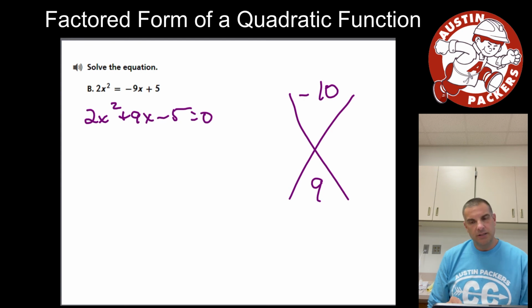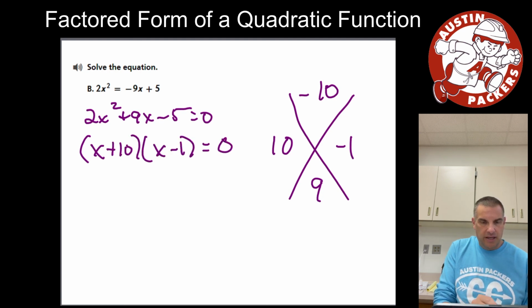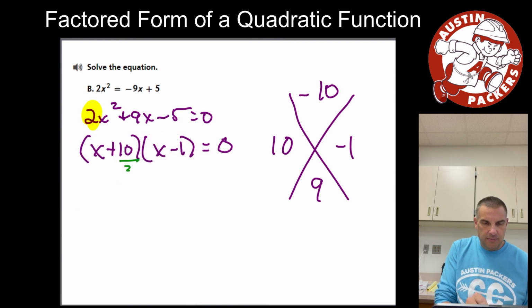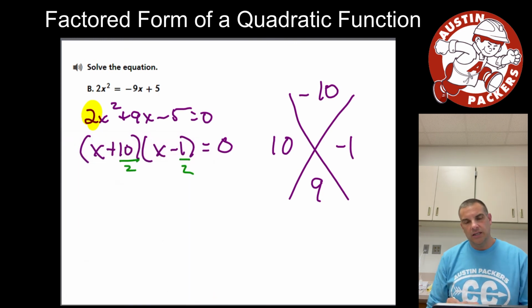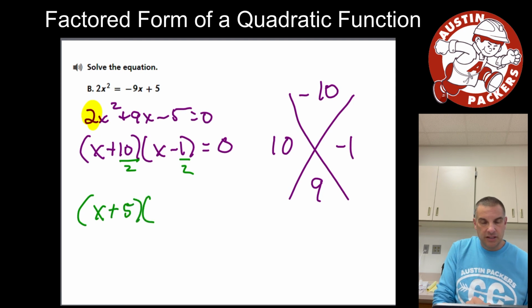So two numbers that multiply together to be negative 10. So 10 and negative 1. So my factors, x plus 10 and x minus 1. However, my a value was 2. So since my a value is 2, I need to divide, and I need to then rewrite it and reduce. So this is x plus 5. This doesn't reduce. So the 2 goes out in front of the x, minus 1.